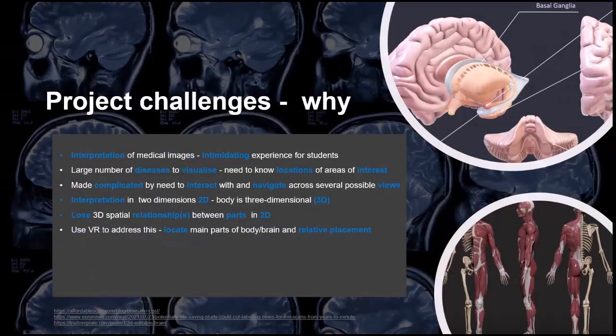The interpretation of medical images can be an intimidating experience for students. There are a large number of diseases to visualize, and the need to know the locations of areas of interest. This process is made more complicated by the need to interact with and navigate across several possible views, where what they're trying to do is interpret in 2 dimensions where the body is actually 3-dimensional. This means they lose or can lose the 3D spatial relationships between body parts in 2D.